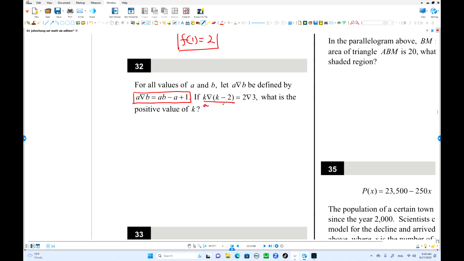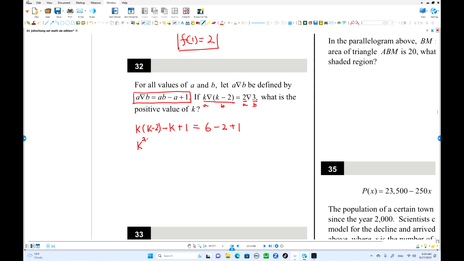This is A, this is B. So A times B is K times K minus 2, minus the first, and still we need to add the constant 1. That is the first one. Now the second one over here. This is A, this is B. A is 2 and B is 3, right? So A times B, 2 times 3 is 6, minus the first one which is 2, plus 1.